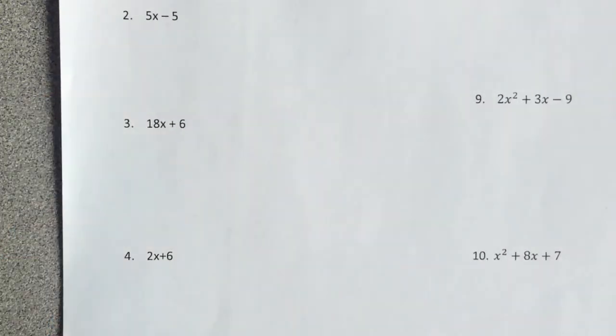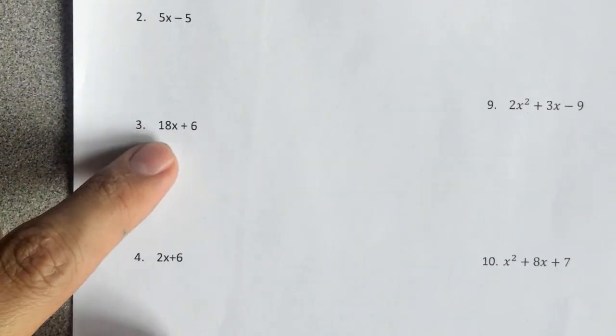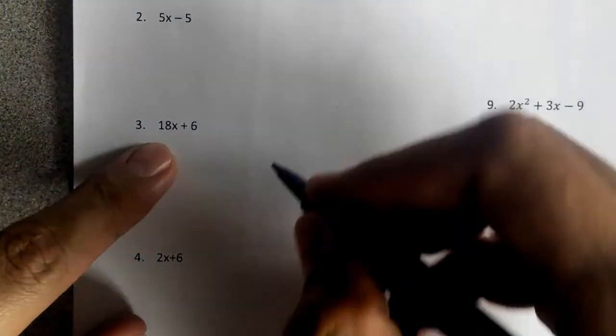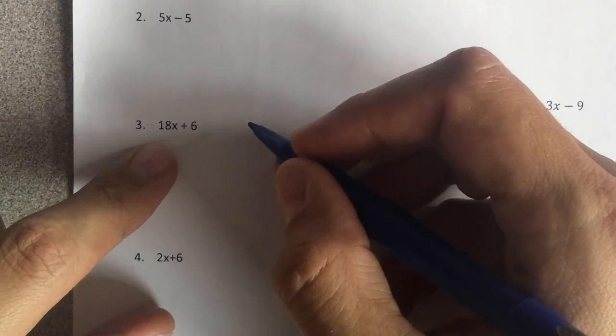Let's look at number 3. I'm going to do 3 the long way. We're going to factor 18 and 6, even though we should see that the greatest common factor is 6 because it's a multiple. But we're going to do it the long way anyway.